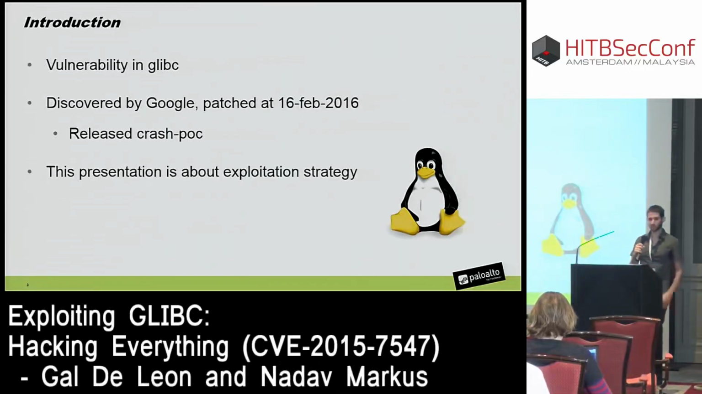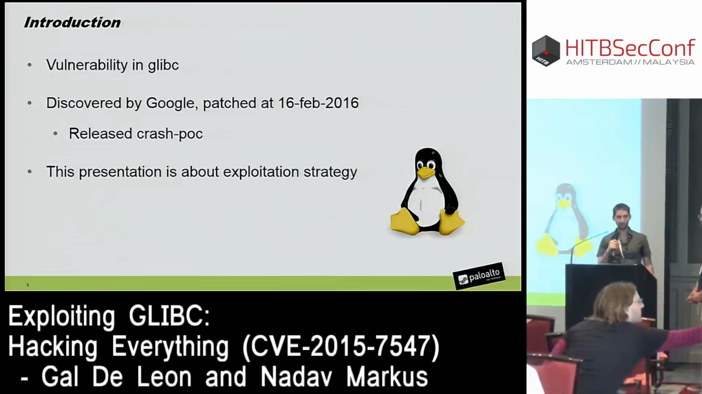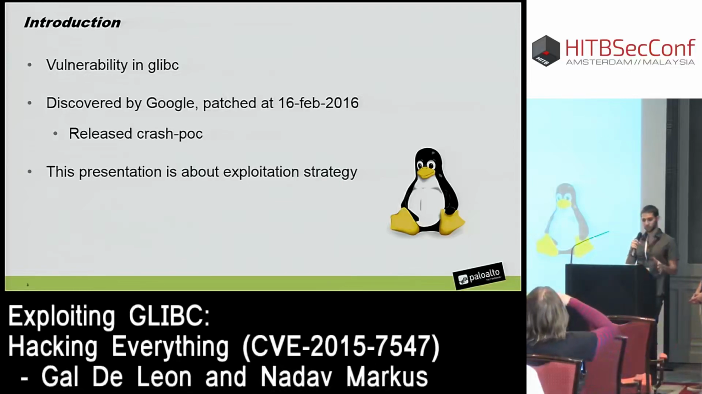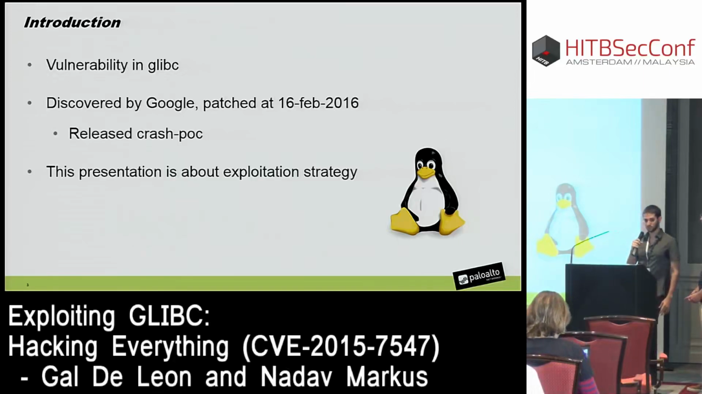So first of all, a short introduction about the vulnerability itself. The vulnerability is in GLIBC. It wasn't discovered by us, it was discovered by Google Project Zero around 3 months ago. Google released a Python-based crash POC, but they didn't release a POC that allows you to control the instruction pointer, and no ASLR bypass to speak of. So this presentation will focus solely on exploitation strategy and gaining full code execution.